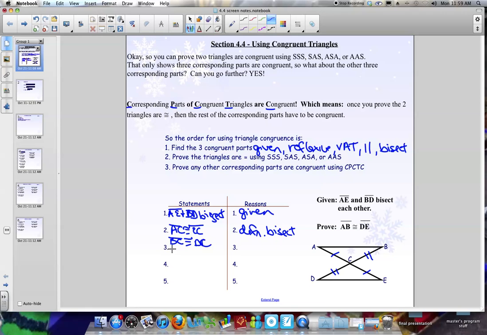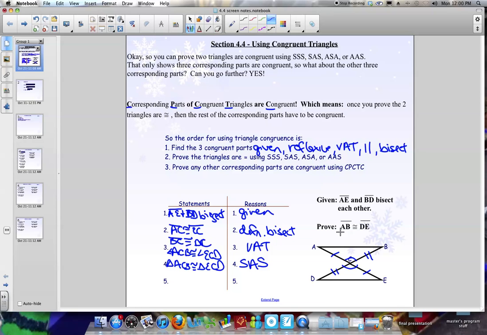So our next step would be to say that angle ACB is congruent to angle ECD, and that's because of the vertical angle theorem. Now we have our 3 congruent parts, so we can say that our triangles are congruent, and I'm going to use the same order. Triangle ACB is congruent to triangle ECD, and the order of my pieces is two sides and their included angle. So it is side, angle, side as my reason.